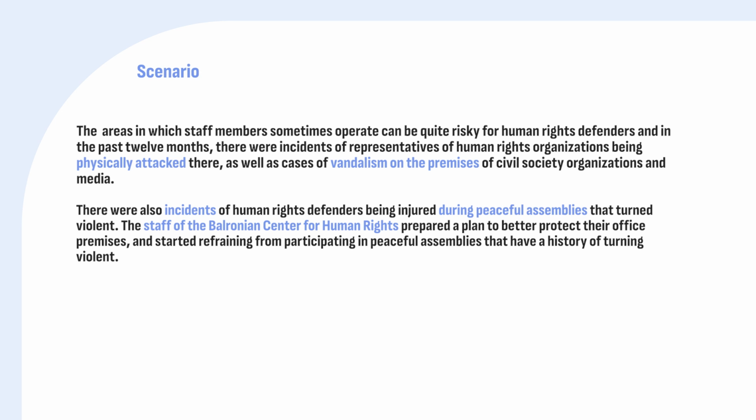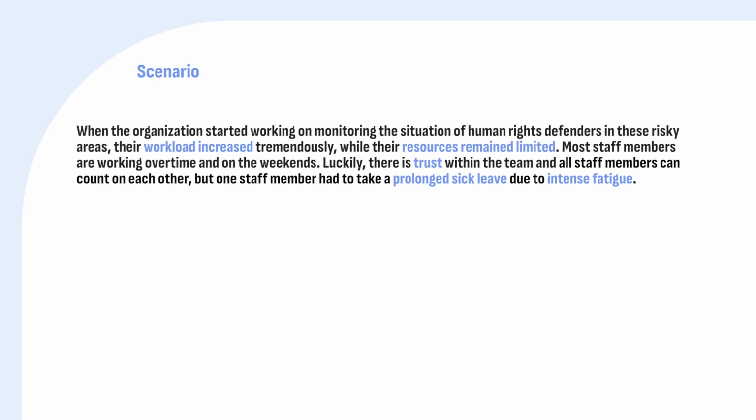The staff of the Balronian Center for Human Rights prepared a plan to better protect their office premises and started refraining from participating in peaceful assemblies that have a history of turning violent. When the organization started working on monitoring the situation of human rights defenders in these risky areas, their workload increased tremendously, while their resources remained limited. Most staff members are working overtime and on the weekends.